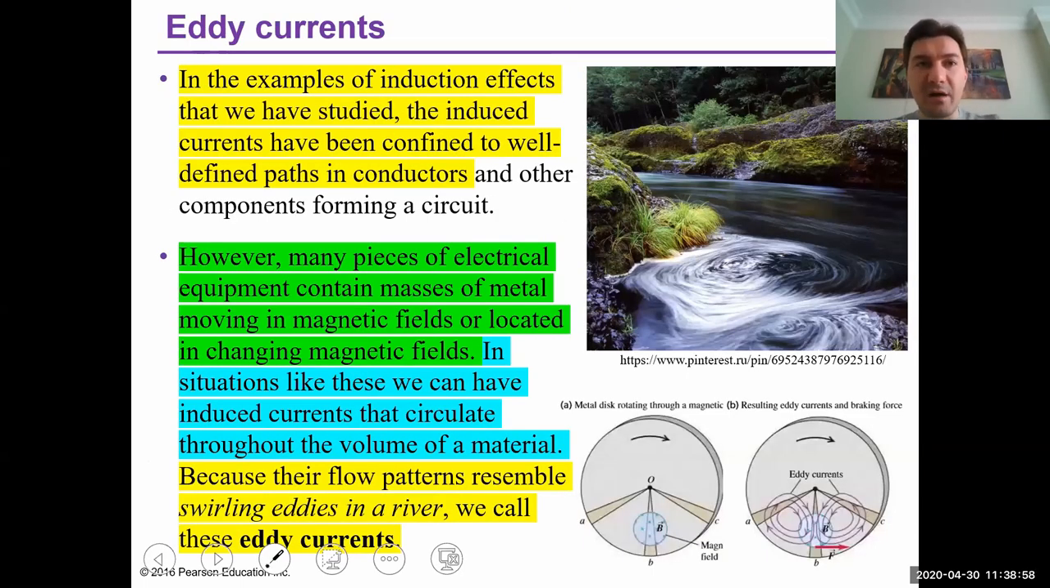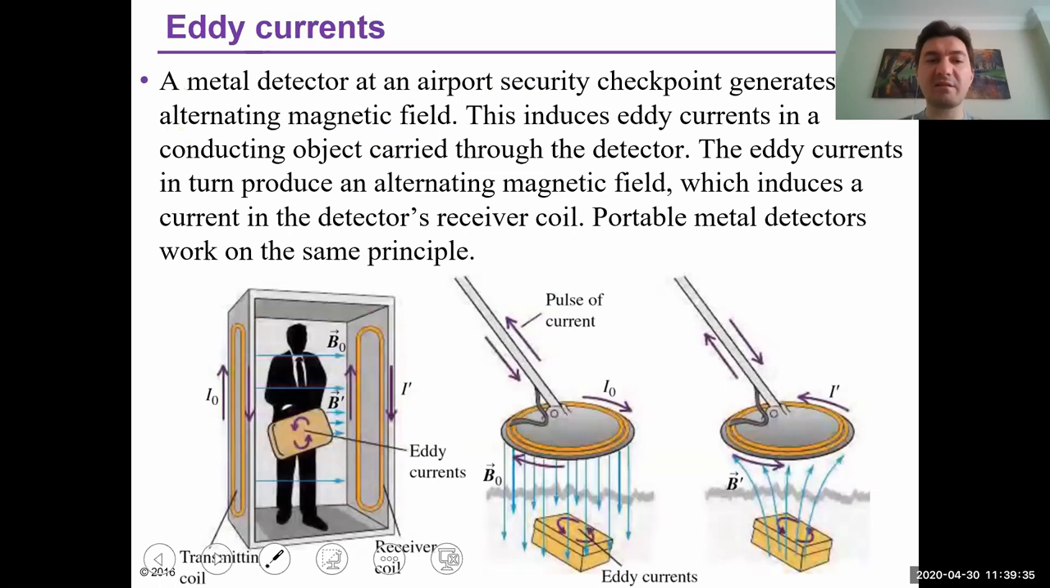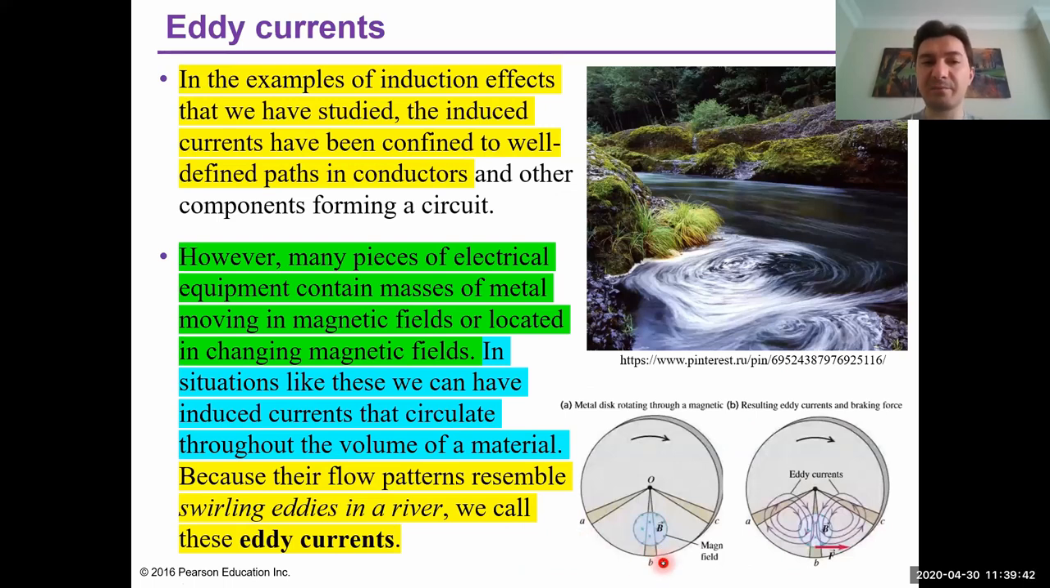Okay, let's continue with eddy currents. So in the previous examples of induced EMF and induced currents, we have studied very well-defined paths in conductors. But what happens if we have many pieces of electrical equipment containing masses of metal moving in magnetic fields or located in changing magnetic fields? Metal pieces like this, or this, or this in a magnetic field. In a situation like this, we can have induced currents that circulate throughout the volume of the material.